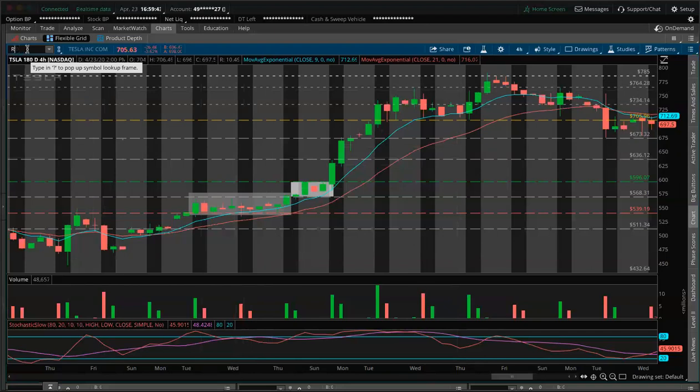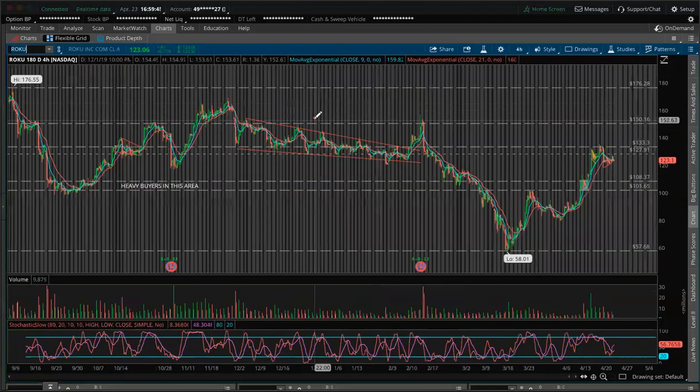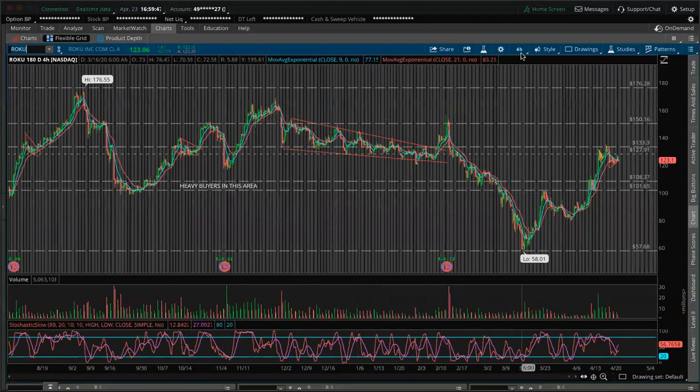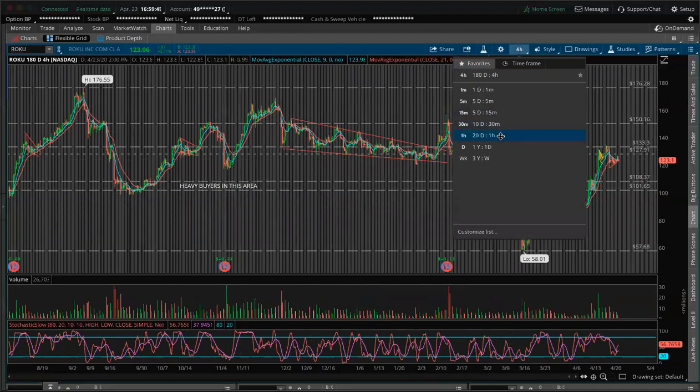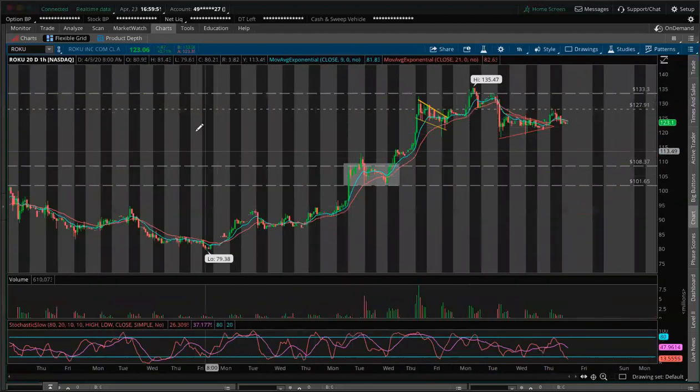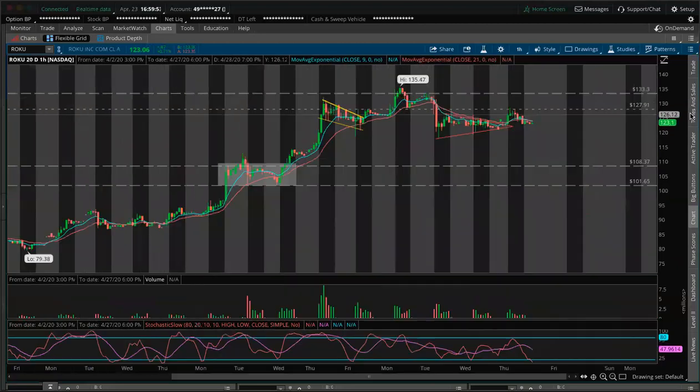Let's look at another name, Roku. Let's look at an hour chart on Roku. Not just ranges, but I'll talk about these patterns too. The EMAs I have on right now are the 9 and the 21.